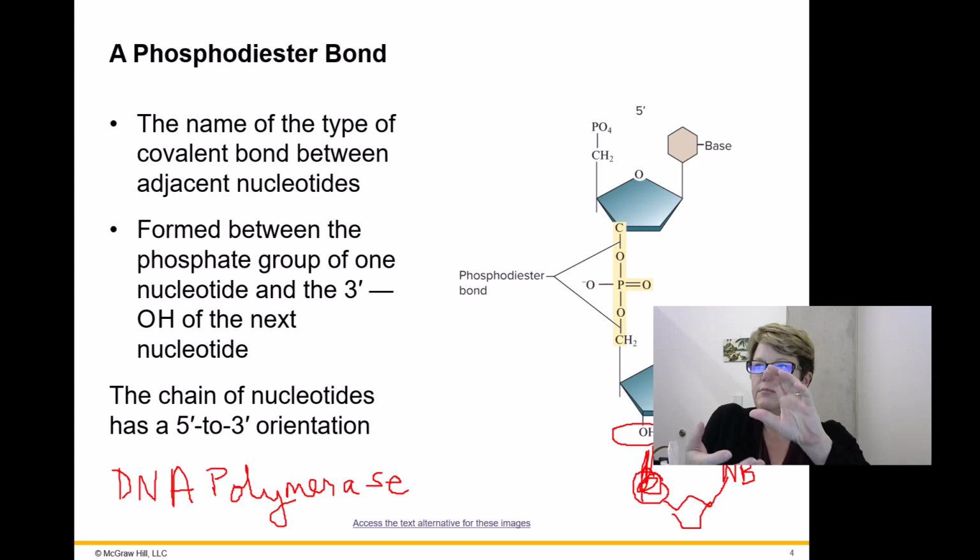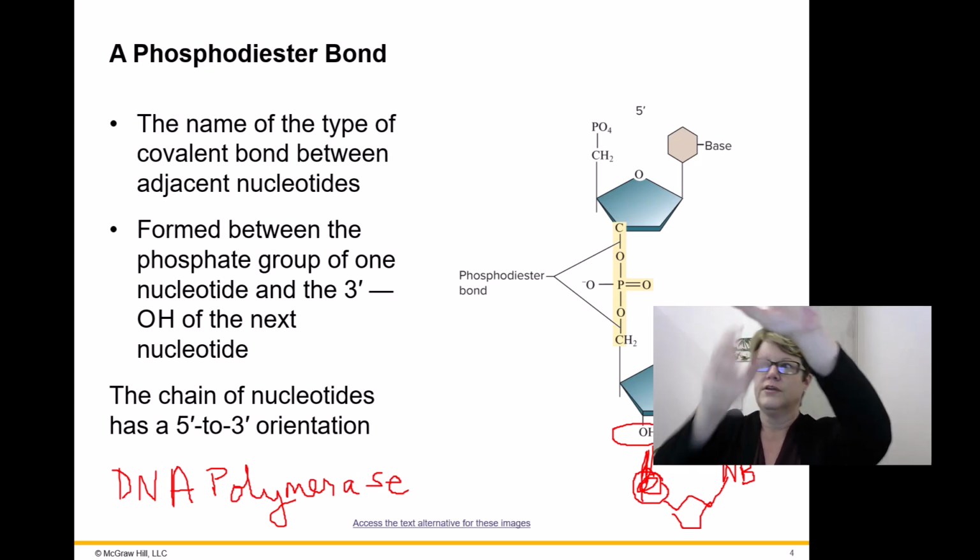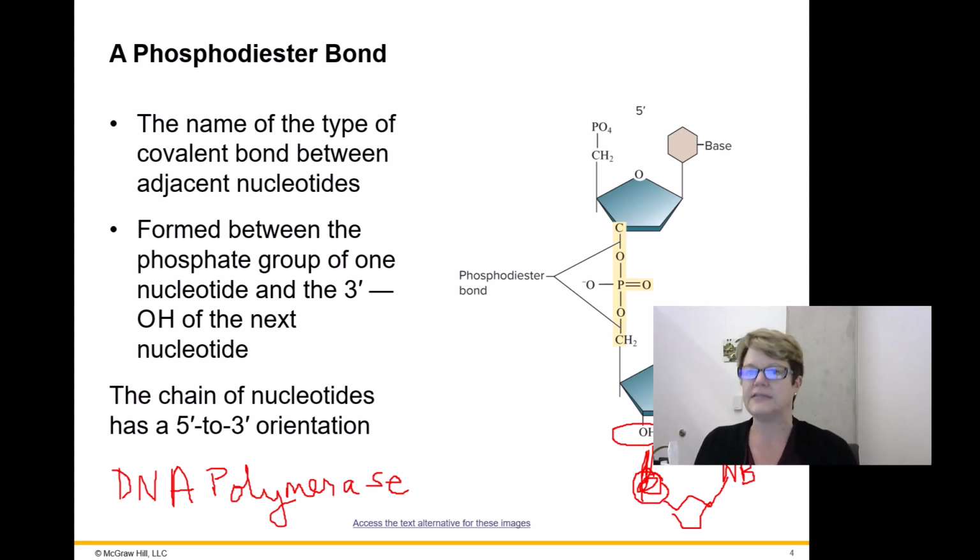And then another one will come underneath and get attached to that one, and so on and so forth. So in a very quick period of time, you can have a bunch of these being added, and you can create this long chain of nucleotides. So DNA polymerase would be the enzyme that would do this. And if you have a long chain of nucleotides, then it's called a polynucleotide chain.